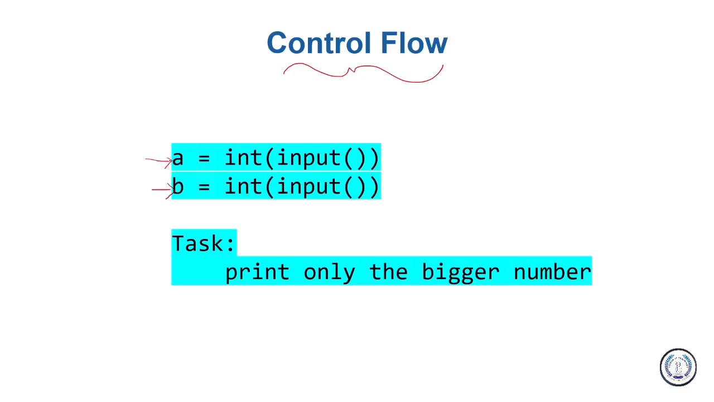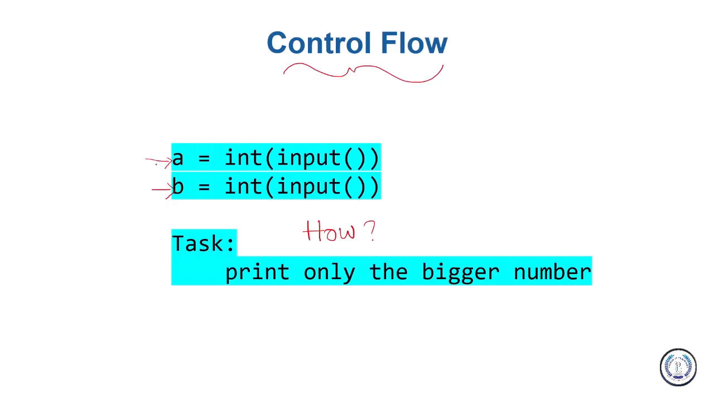So for example, if A is bigger than B, then print A. If B is bigger than A, then print B. So whatever the bigger value is, print that value. Let's say that's your task. How can you do that? So the question is how? Does Python allow us to do that?